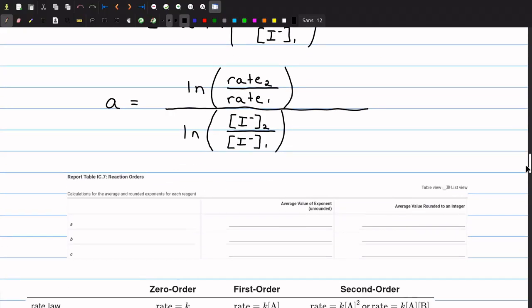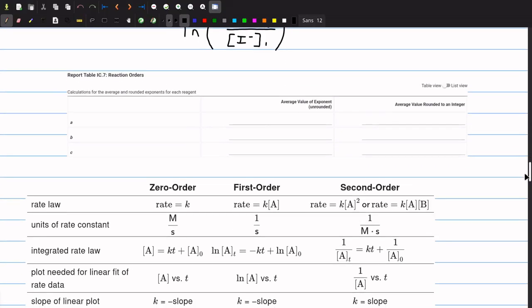The next thing you're going to do is average those three A values here, average those three B values, average the three C values together, and then you're going to round those to an integer because we've been working with integer values for the rate orders. I mean, not everybody does that. There's plenty of reason to use fractional rate orders, but it's a little outside of the scope of this class. So we definitely want to have those as an integer.